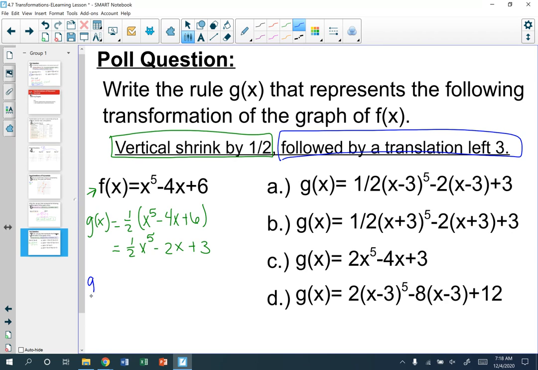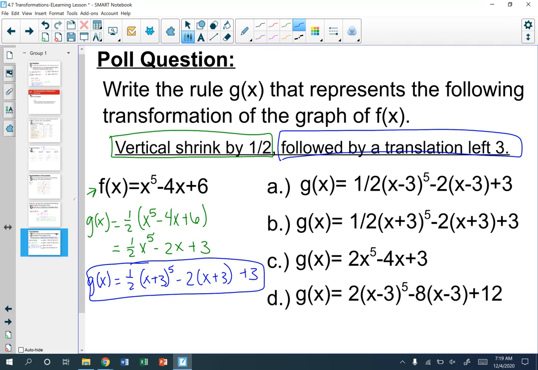So I have g of x equals 1/2. Now I need to add 3 wherever I see an x. (x plus 3) to the fifth minus 2 times (x plus 3), and then plus 3. And that is my final answer. There's nothing more I can do with that. So now I'm going to go ahead and find which option that is. 1/2 (x plus 3) to the fifth minus 2(x plus 3) plus 3. Right here, option B.